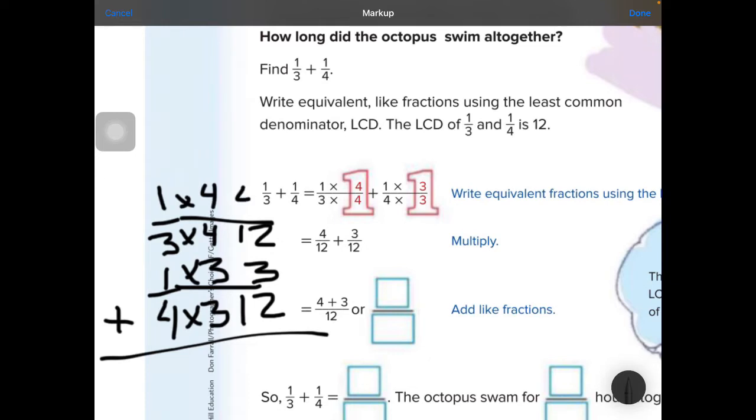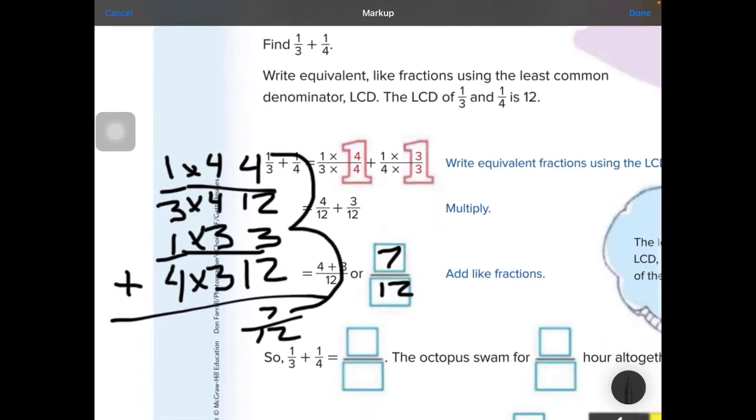1 times 4 is 4. Now, I have common denominators of 12, so I can add the top. So 3 plus 4 is 7/12. And I can add that easily in my little bubble. I like this way a little bit easier. It helps my brain organize the numbers in a better way. But you decide which strategy is best for you.